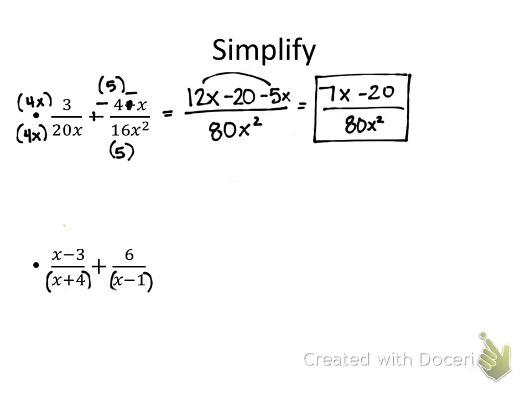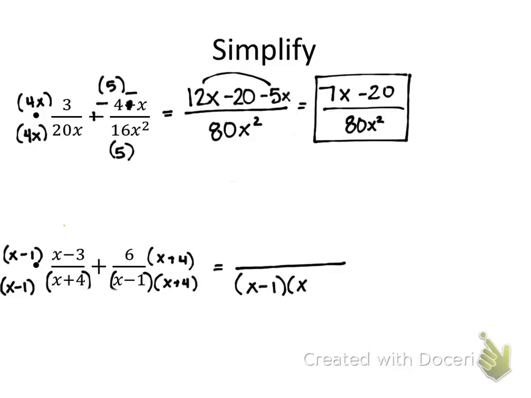So if I look and I notice I have families and there's nothing I can do to multiply to make them the same, I just multiply them by each other. So I'm going to multiply this one by x minus 1 and everything by x minus 1. I'm going to multiply this one by x plus 4 as well as the top by x plus 4. So my common denominator is going to be x minus 1 times x plus 4. Now, it doesn't matter if you write x plus 4 times x minus 1, either way.